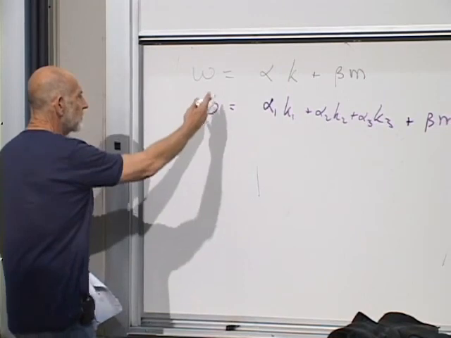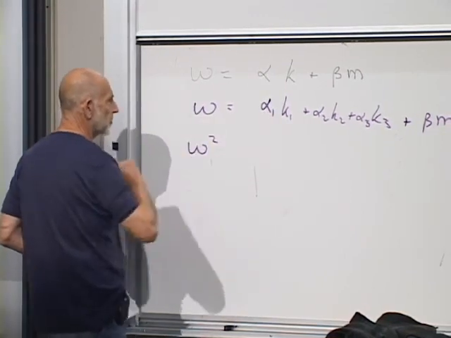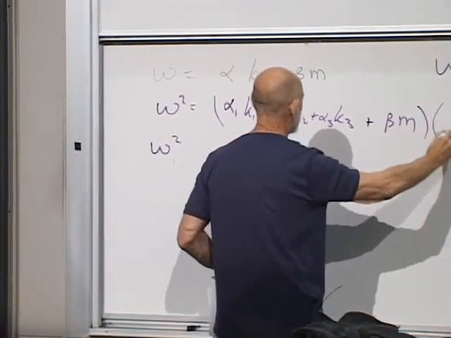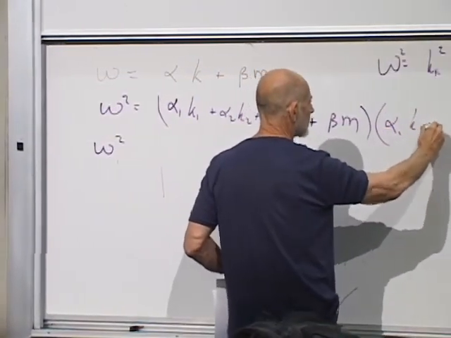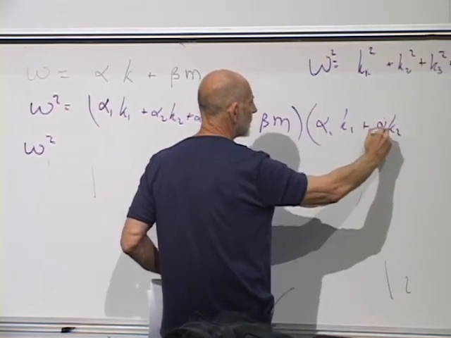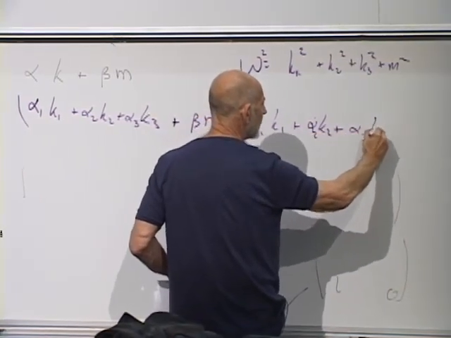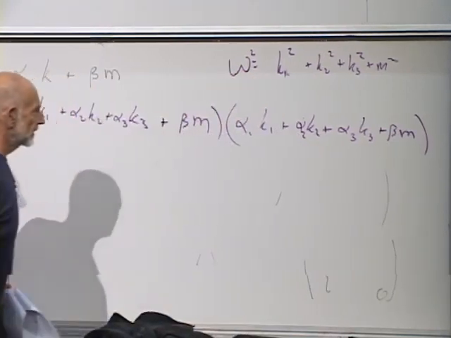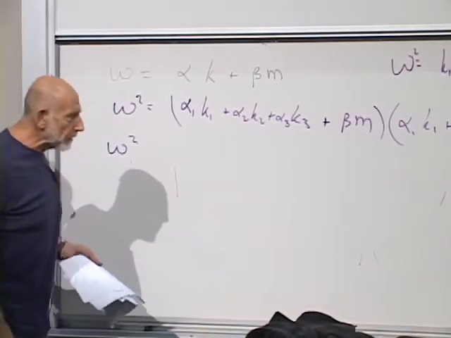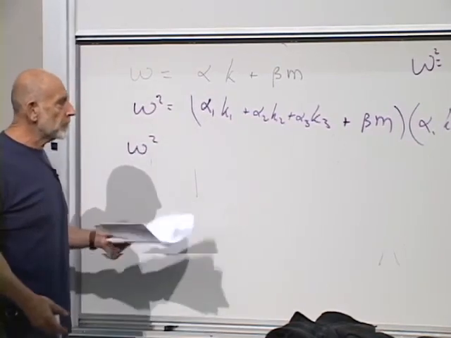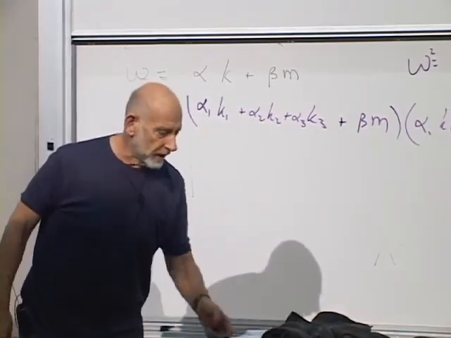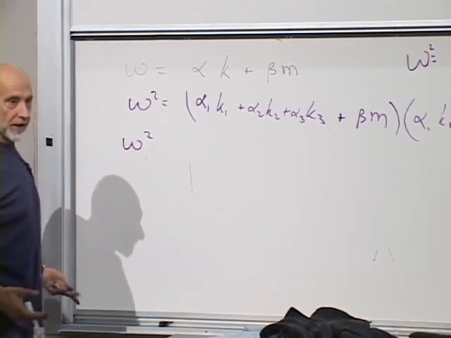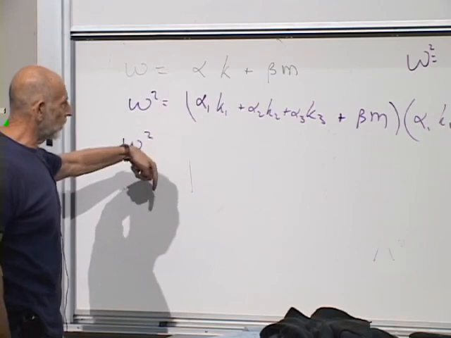Okay. All right, so let's just square it. Omega squared. What are we going to get? Let's just multiply alpha 1 k1 plus alpha 2 k2 plus alpha 3 k3 plus beta m by itself. Why he chose this particular form is a historical fact. It was nice and simple. Let's try it and see what we get.